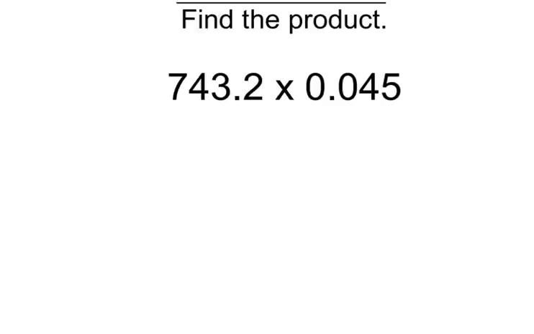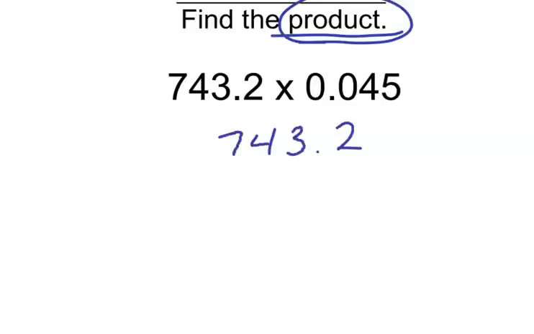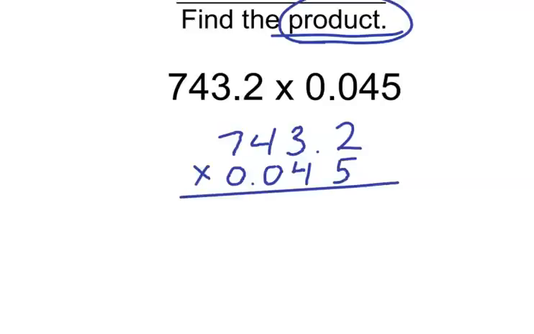Next, we need to find the product, which means we are doing multiplication. So when you see the word product, we are multiplying, which means we don't have to line up the decimal. We're just going to put 743.2 times 0.045. Again, we don't have to worry about lining up the decimals. Okay, let's go ahead and multiply then.